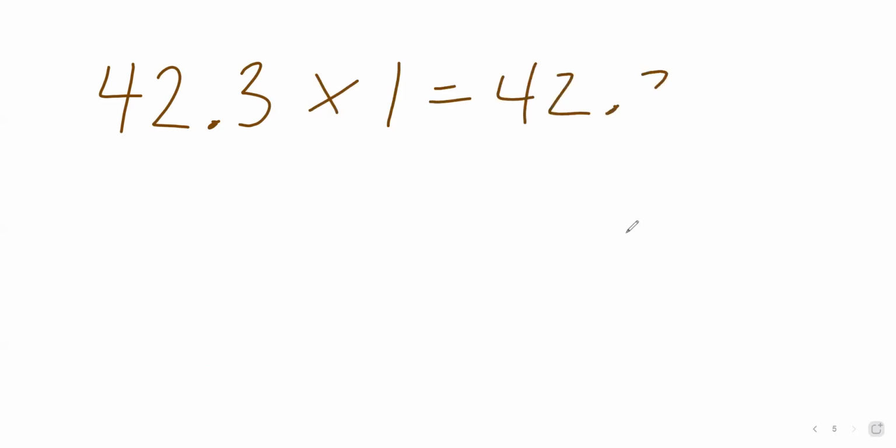So let's say we have 42 and 3/10. And today we start off, let's say we have to multiply it by 1. Okay, well, that makes sense. Nothing changes, 42 and 3/10, because 1 times anything is the same thing.